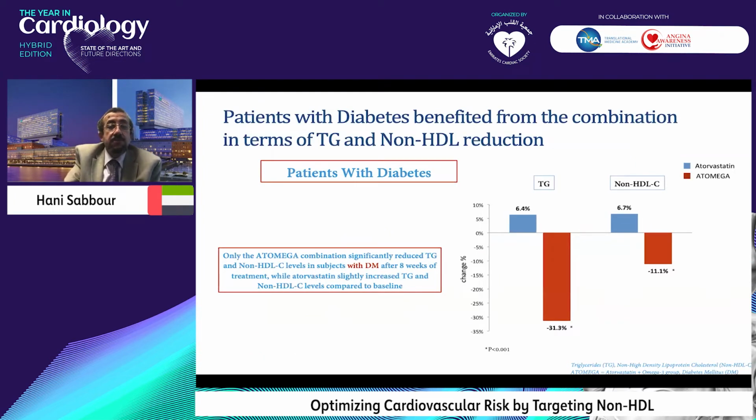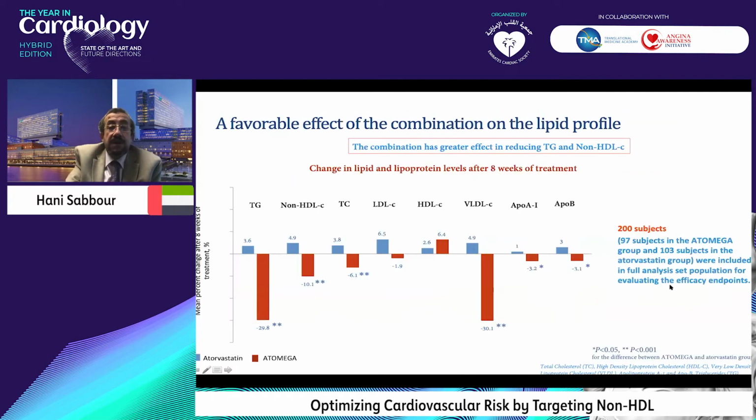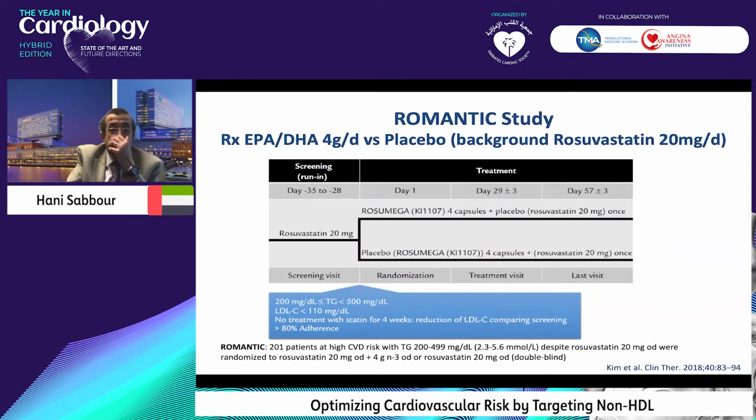And for those patients who got omega-3 in addition, this is a study with atorvastatin and omega-3 in diabetic patients, a 31% reduction of triglycerides and an 11% reduction of non-HDL-C as well. So combination therapy with omega-3 and atorvastatin also seems to be very efficient in terms of the lipid lowering.